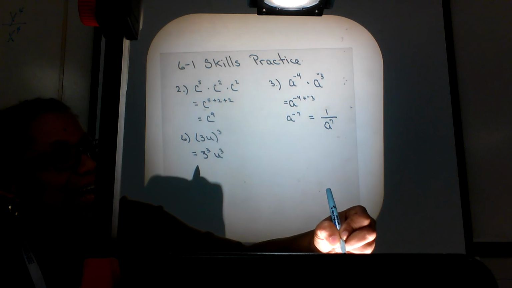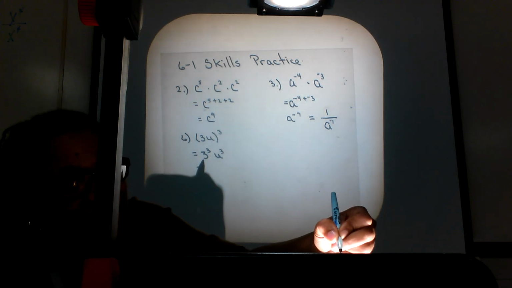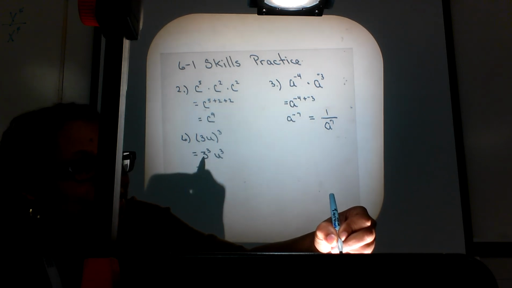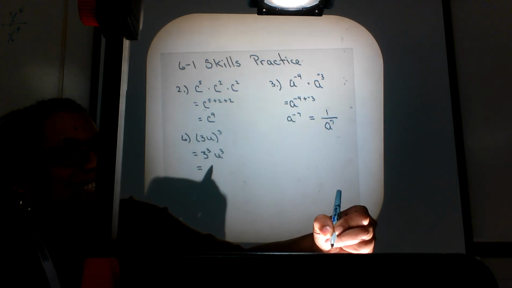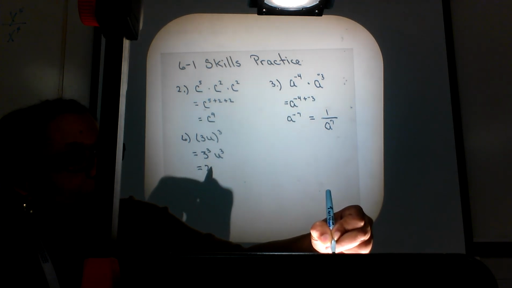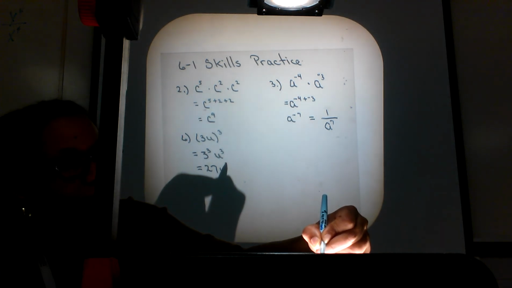Guys, what's a good wrong answer? If I simplify 3 to the 3rd, what's a good wrong answer? When they say it's 9? Yeah, that's a good wrong answer. It's 27. It's 3 times 3 times 3. 3 times 3 is 9. 9 times 3 is 27. When you simplify, you go all the way down to the bones. So this is 27u to the 3rd.